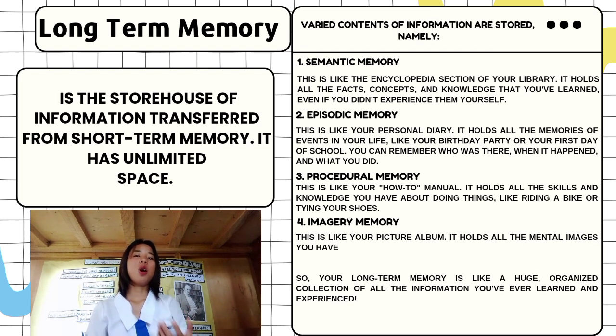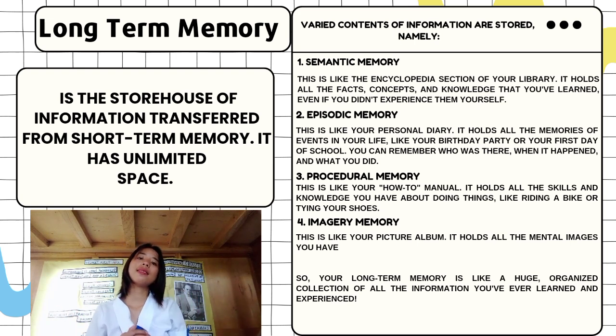Next is the procedural memory. This is like your how-to or manual. It holds all the skills and knowledge you have about doing things like riding a bike or tying your shoes. Mao na kanang some basic example of procedural memory.